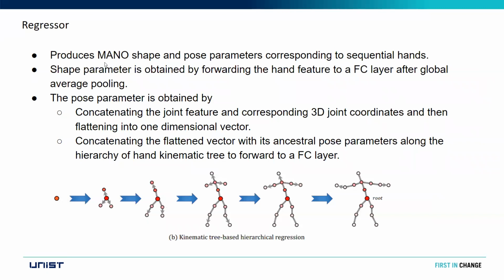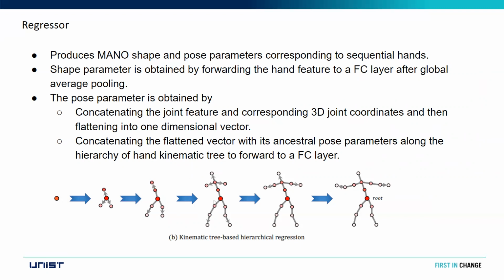Then we start to produce the MANO shape and pose parameters corresponding to sequential hands. We generate the shape parameter by forwarding the hand feature to a fully connected layer with global average pooling. And the pose parameter is obtained by concatenating the joint features and the corresponding 3D joint coordinates, and then flattening it into a 1-dimensional vector. Then this flattened vector, with its ancestral pose parameters along the hierarchy of the hand kinematic tree, is forwarded to a fully connected layer.